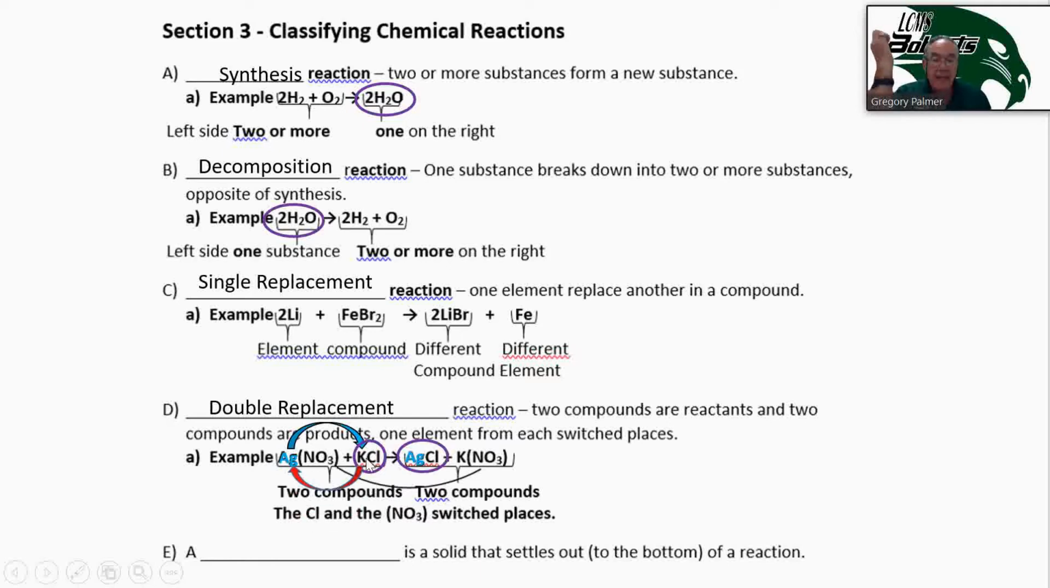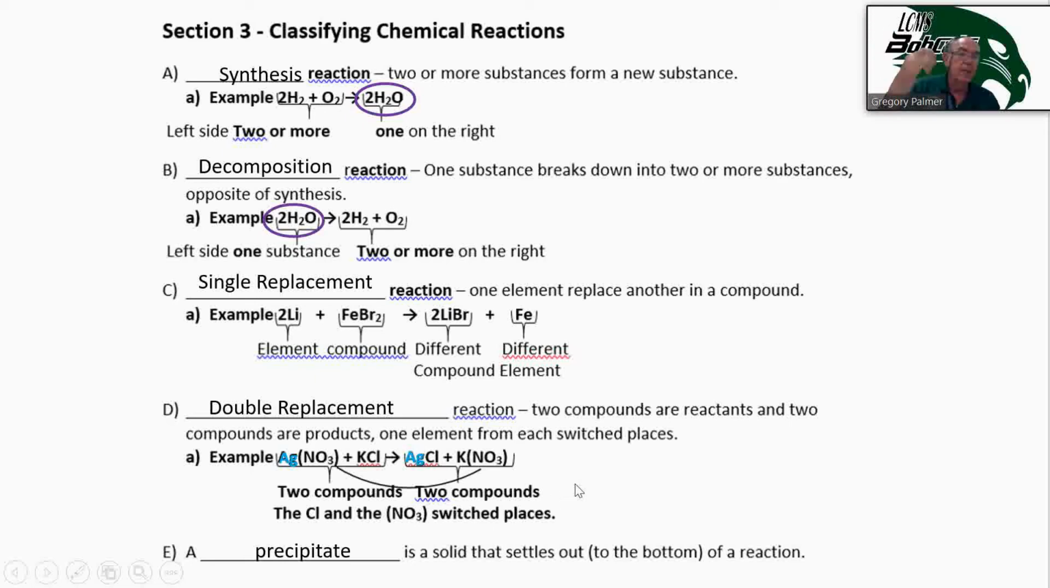Now, the potassium is going to move in and go where the silver was. That's the second replacement. I highlighted the potassium. We can see that it was with the chlorine, but over here, it's with the NO3. So it took the place of the silver. So both of these switched places. There were two replacements. The silver took the place of the potassium, and the potassium took the place of the silver.